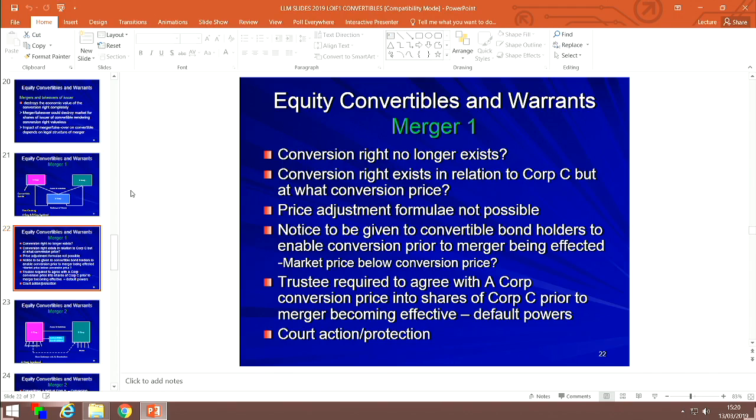But you're running up against the same problem that you'll have resolution after resolution after resolution, because C is going to come back and say, well, no, that price is not acceptable to me. Okay, in which case, what price are the bondholders prepared to convert? Answer, resolution again, discussion amongst the bondholders. And that causes a timing problem as well.